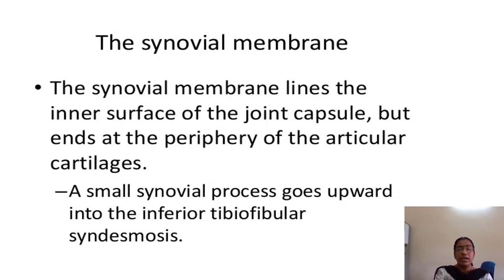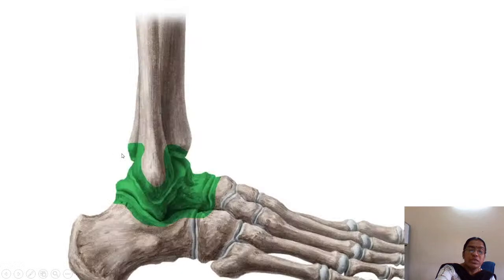At the periphery, the synovial membrane is deficient. One more thing: the synovial membrane extends up to the inferior tibiofibular joint. So here you get the tibiofibular ligament, and the synovial lining extends into the gap between the tibia and fibula, up to the tibiofibular ligament.